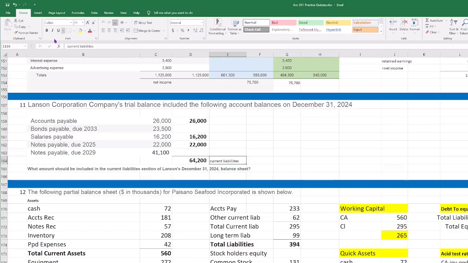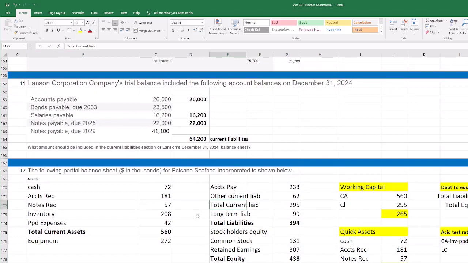Current liabilities. I don't think I spelled that right. All right, we'll figure that out later. Maybe there's too many I's.